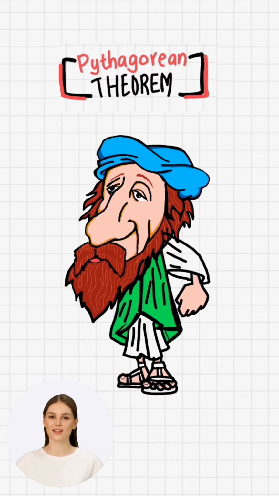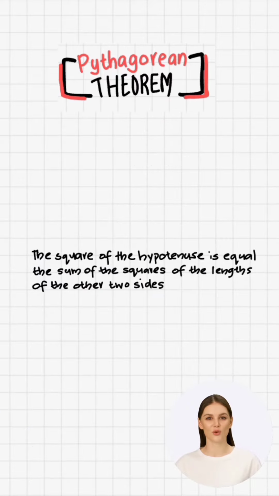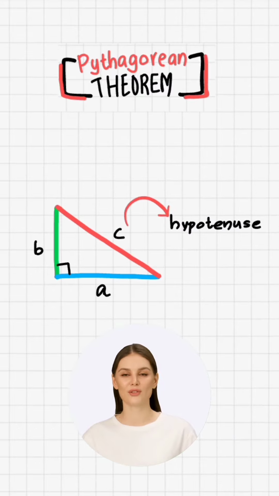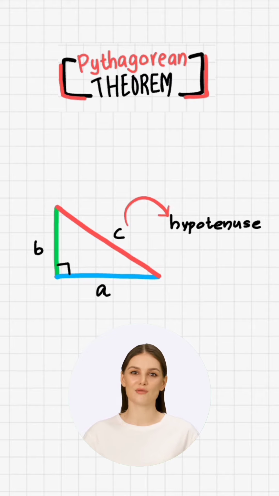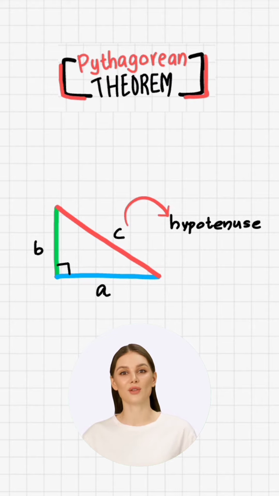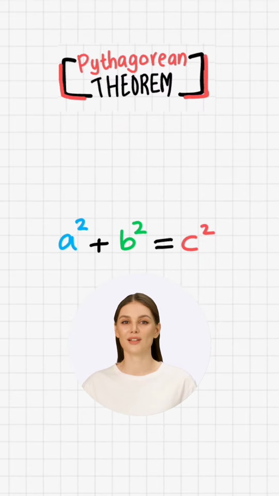In simple terms, it states that in a right triangle, the square of the length of the hypotenuse is equal to the sum of the squares of the lengths of the other two sides. So, if A and B are the lengths of the legs of the right triangle and C is the length of the hypotenuse, then the Pythagorean theorem can be written as A squared plus B squared equals C squared.